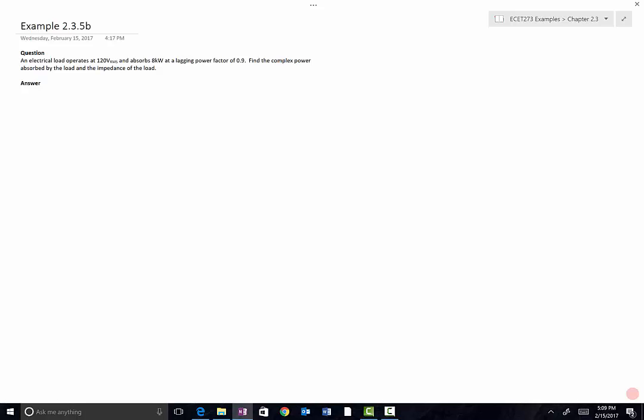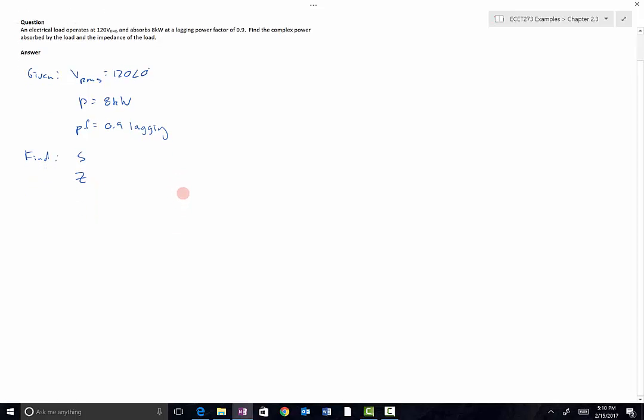So we were given that the RMS voltage is 120, angle 0. We know that the power is 8 kilowatts. We know that the power factor is 0.9 lagging. We were asked to find complex power and total circuit impedance.